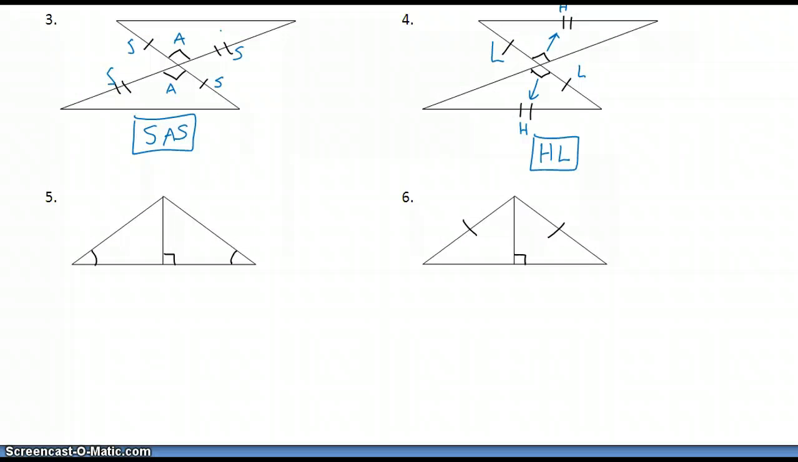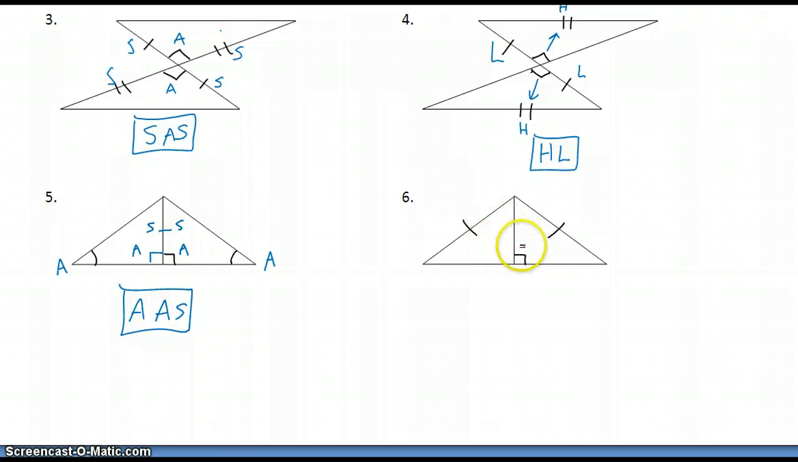And the last two examples. Since this is a right angle, this angle has to be a right angle. And we have a pair of shared sides, but we know nothing about the hypotenuses in this example. So if we look, we have angle, angle, side. So these two triangles are congruent to each other by angle, angle, side.